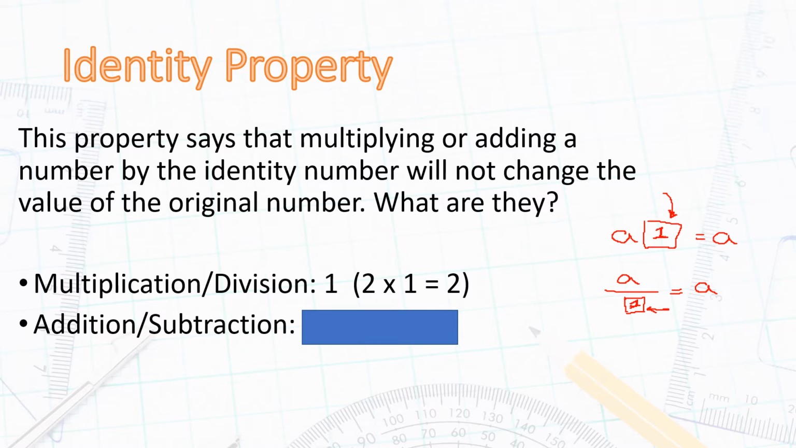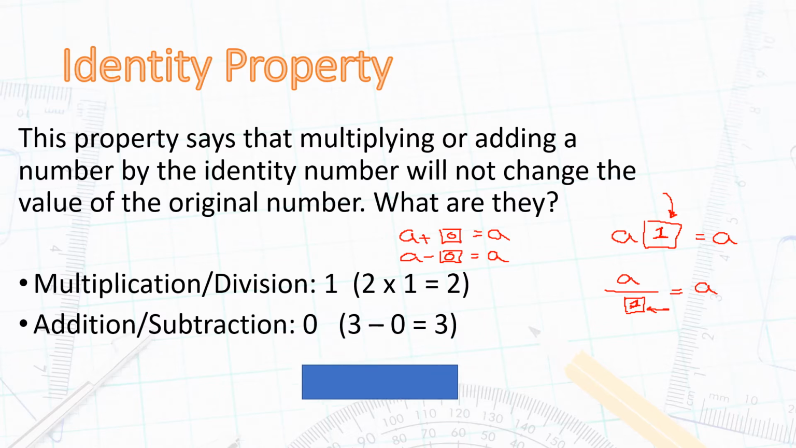For addition and subtraction, think of it this way, A plus something equals A, or A minus something still equals A. Well, that something must be 0. So you can add or subtract 0 from any number and you just end up with the original number again. So 0 is an identity number for addition and subtraction.